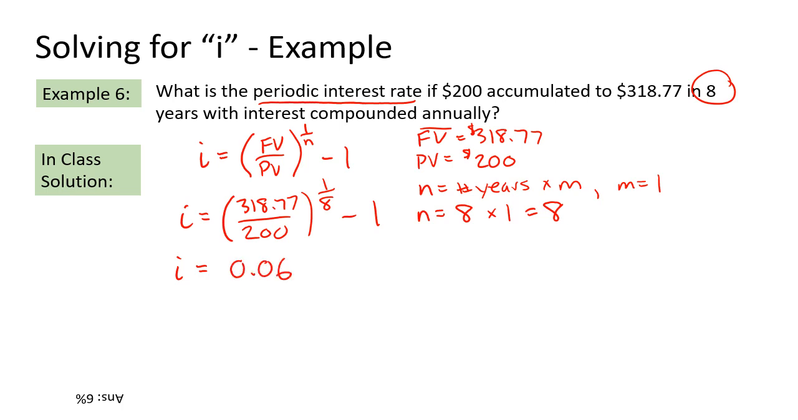Remember, any time that we were placing interest rates into a formula, we always had to find it as a decimal. But you can go the other way around to find it as a percentage, and you'd simply multiply by 100%. So that means your periodic interest rate would be 6%. Okay?